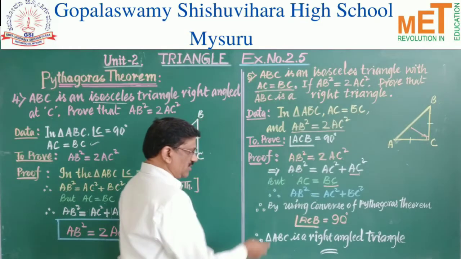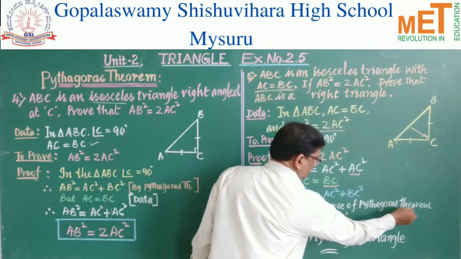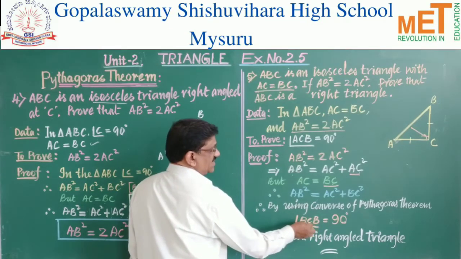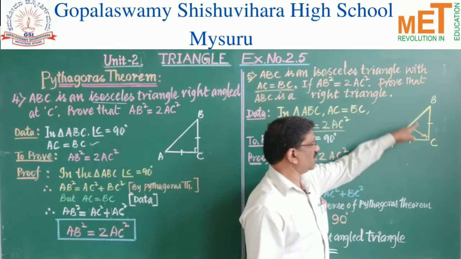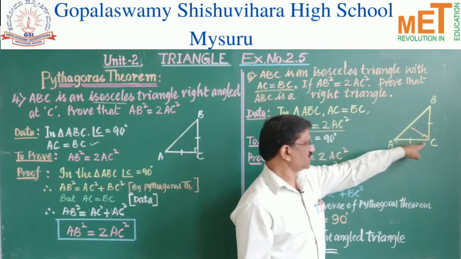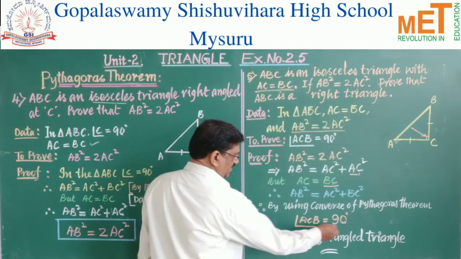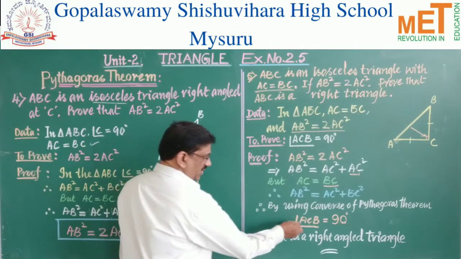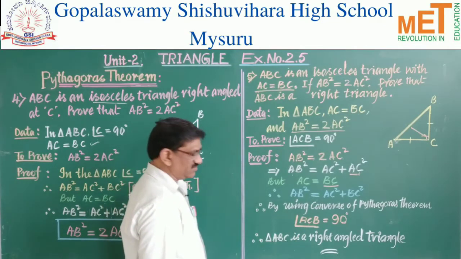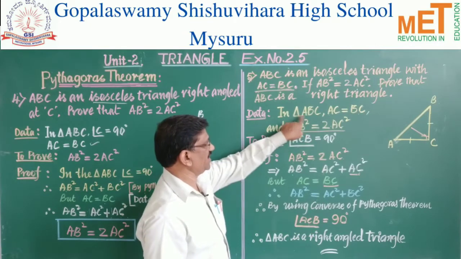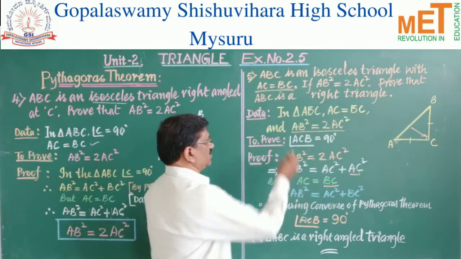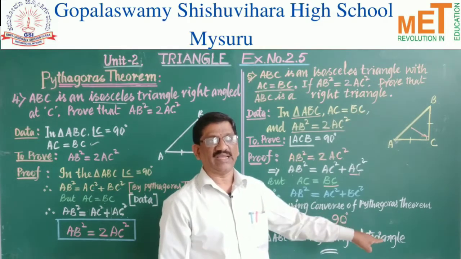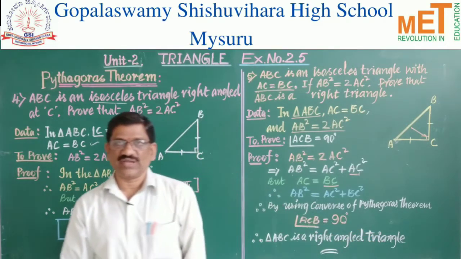Clear? So by using the converse of Pythagoras theorem, we can write that angle ACB, that is C, is the angle opposite to the first side. So therefore angle C is equal to 90 degree. Angle ACB equals 90 degree. Since one of the angles is a right angle, or 90 degree, in the given triangle ABC, therefore the given triangle ABC is a right angled triangle. Clear, children? Okay, take down, children.